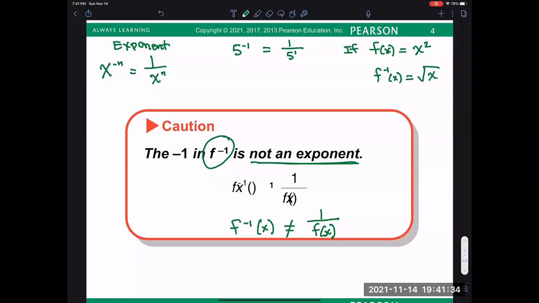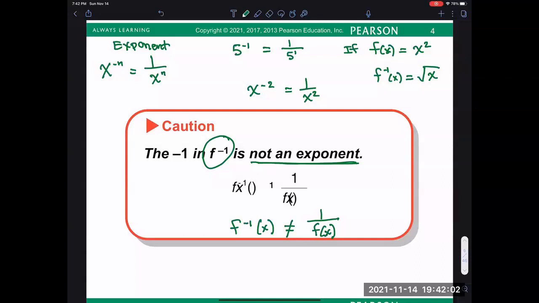Whereas if I have x to the -2 power, that's what you need for the notation to have 1 over x squared. Because here, that's an exponent. So the minus on the 2 as a power on an x gives you 1 over x squared, but the minus 1 on the function notation for x squared gives you the inverse of the x squared function.